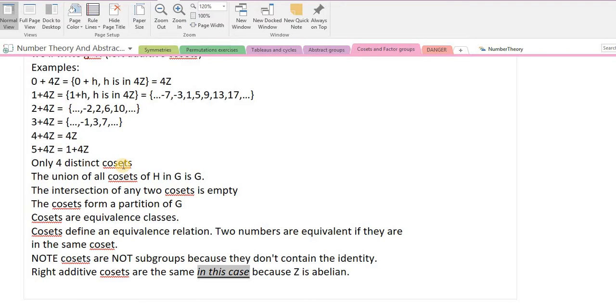Okay, but doesn't 4Z equal 0? No, 4Z is all the multiples of 4. Okay, I get it. All right, 4Z is all the multiples of 4. Contains 0, but it's not 0.